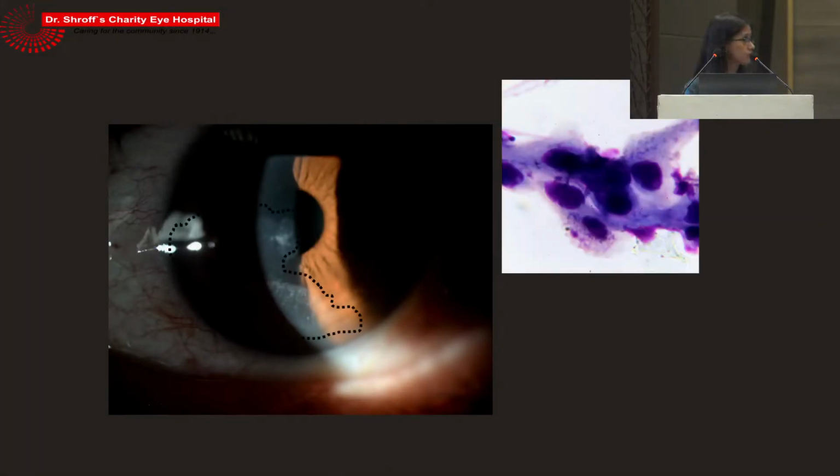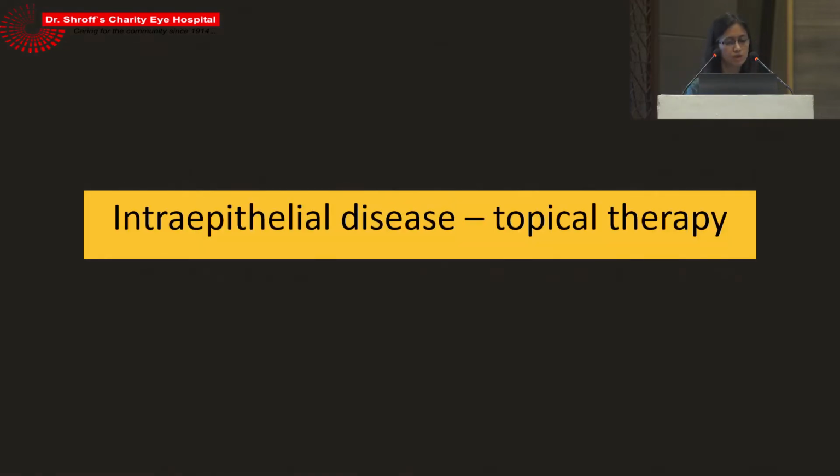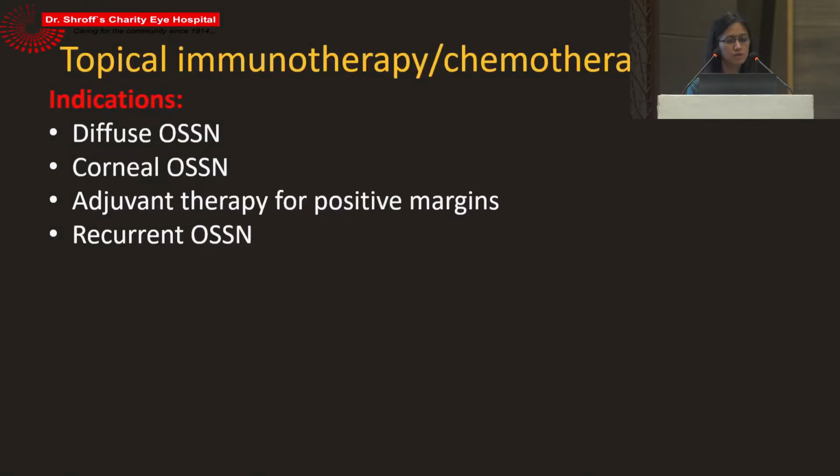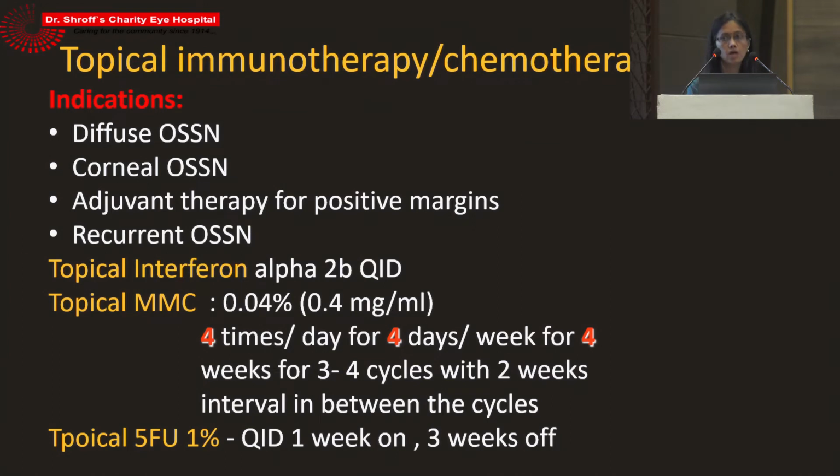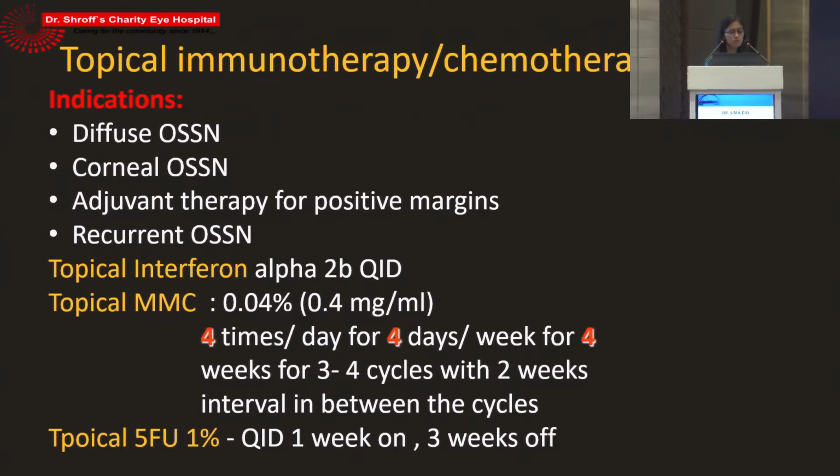If you want to confirm further, we can do a little bit of scraping from the epithelial lesion and do the Giemsa evaluation of the slides, and you can see the atypical cells, which is further confirmatory. So if we diagnose intraepithelial disease like this, topical therapy is the modality of choice. There are various protocols which are followed for topical chemotherapy and immunotherapy. MMC used to be the drug of choice earlier, and generally the protocol followed is 0.04%, 4 times a day, 4 days a week for 4 weeks, but there are many other protocols which can be followed.